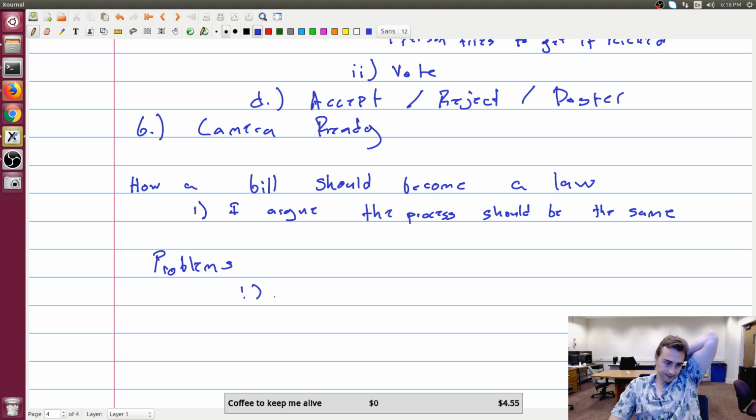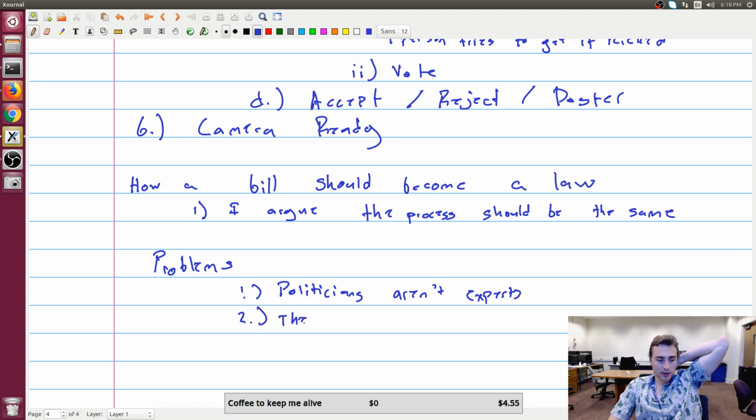So one, politicians aren't experts. Two, they represent constituents, ideally. So the fundamental problem with these technocratic implementations is that they have a bad history. Like, I don't think the privatization of post-Soviet Russia was better off for being implemented by Jeffries.